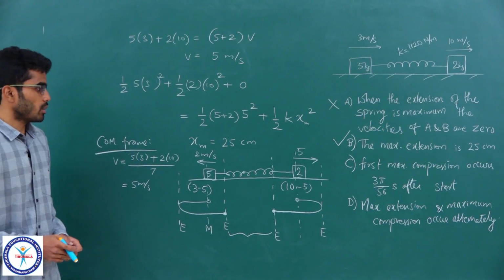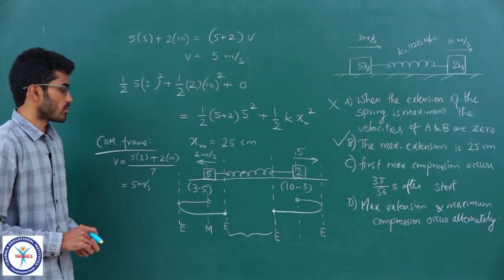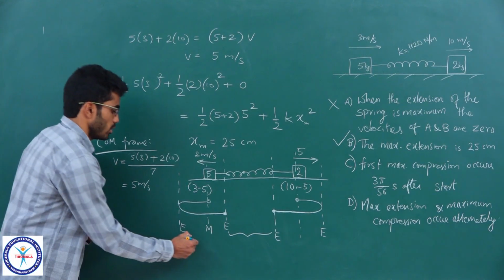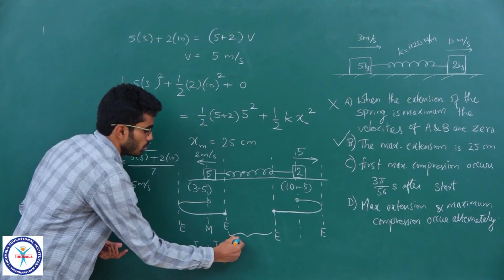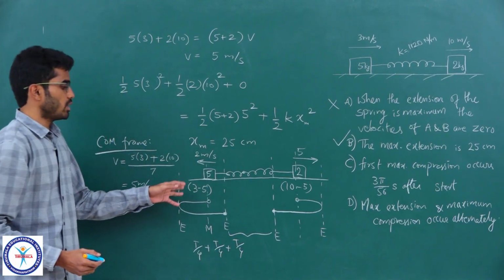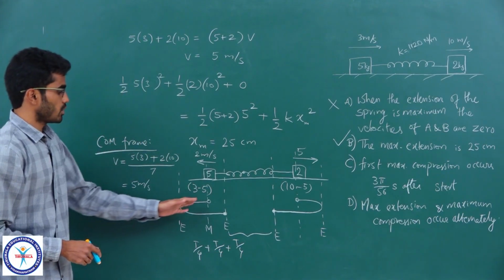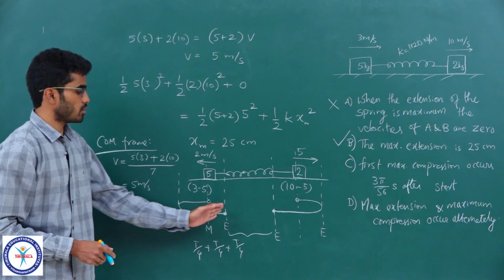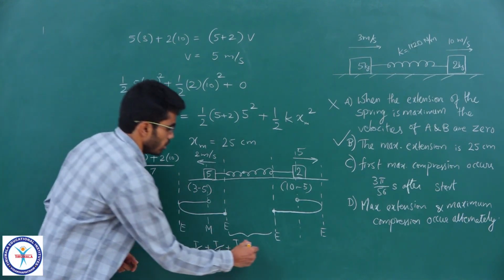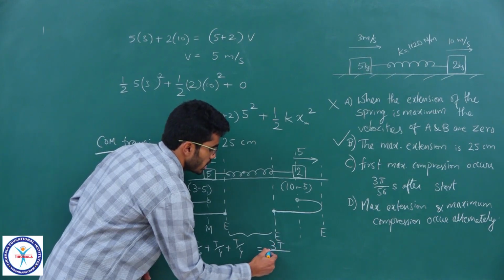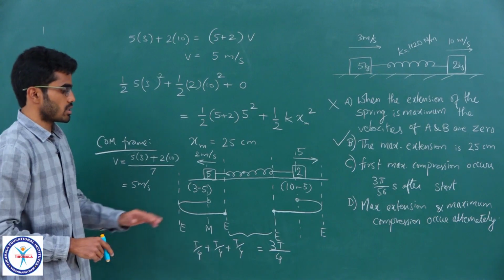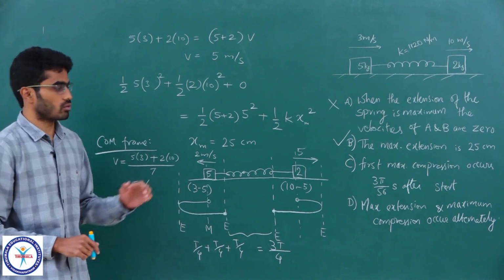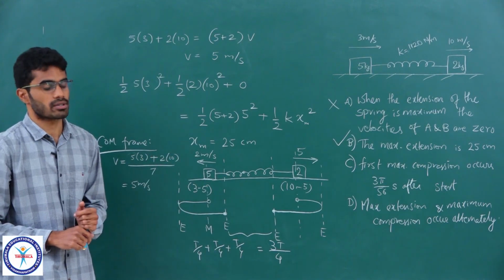So, what time do you think it takes? It is T by 4 plus T by 4 plus T by 4, that is 3 by 4 of the time period: mean to extreme, extreme to mean and another mean to extreme. So, if the oscillation time period is capital T, this system will take 3T by 4 time to attain the first maximum compression.